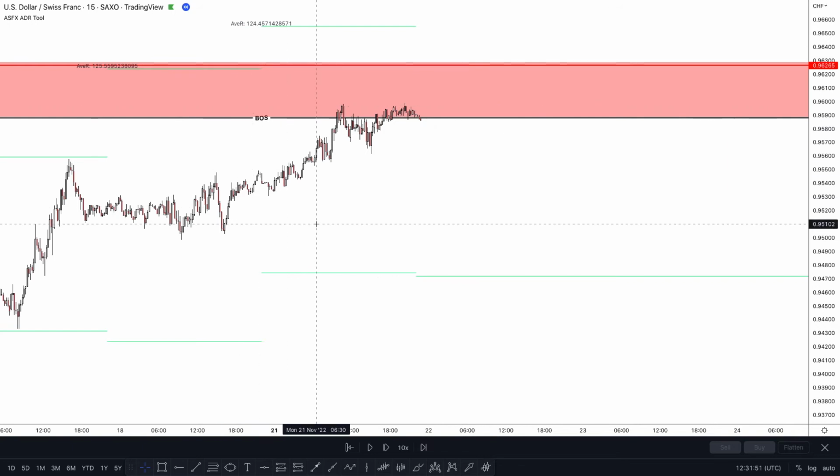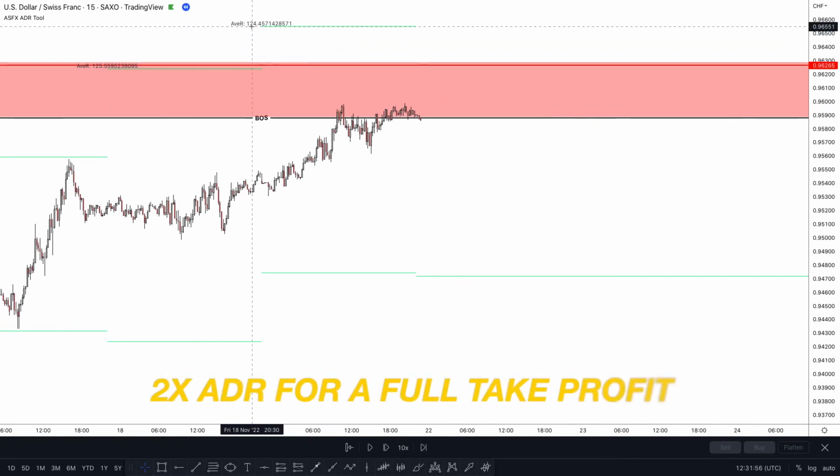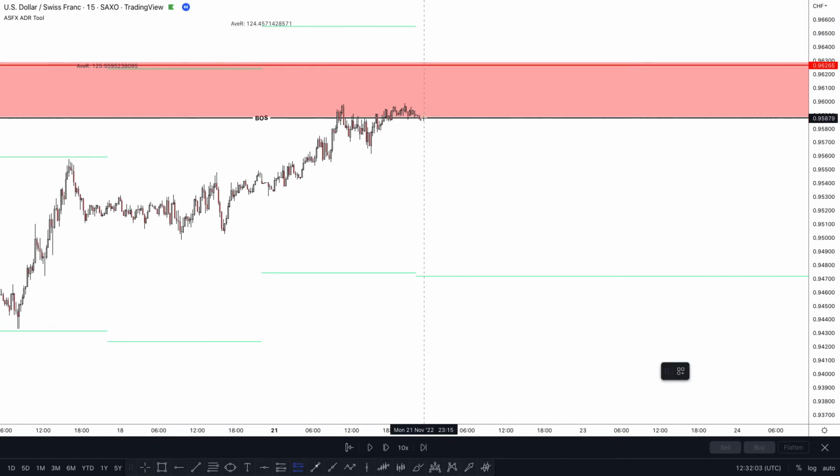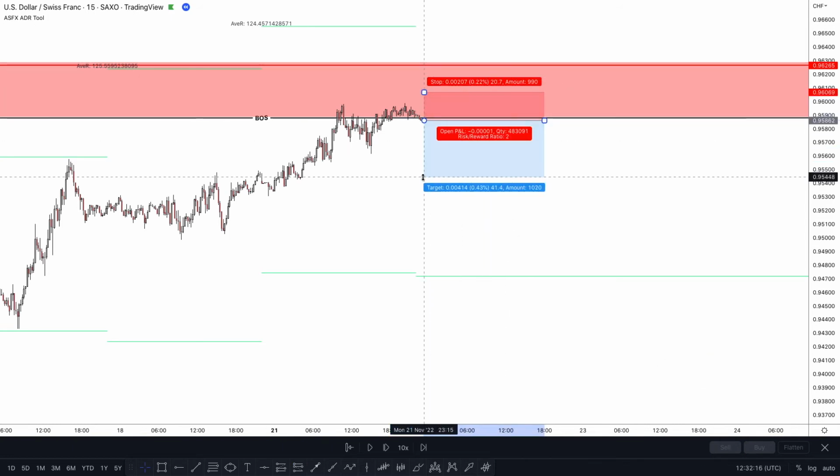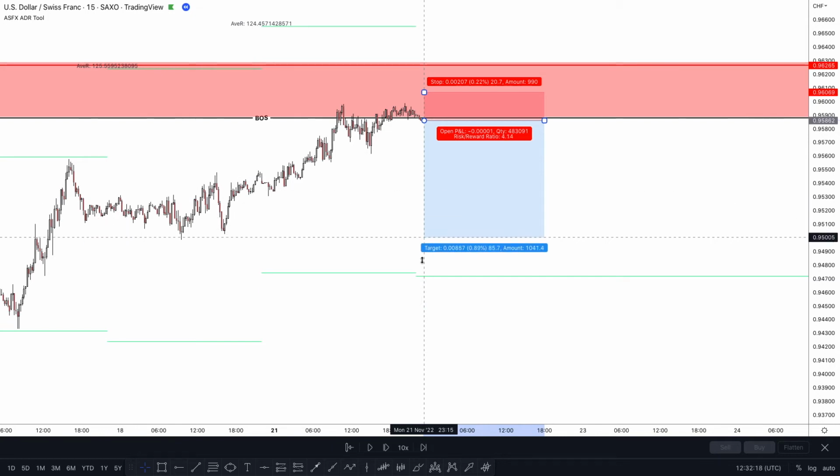Now, what I do to make my trades a bit better for me, because this is a swing trading strategy, I will times this by 2. So I would be looking for 248 pips here. So once I have entered from this point here, I'll put my stop loss just above this level here. So it'll be about 20 pips. And then what I'm looking for is 248 pips going down.